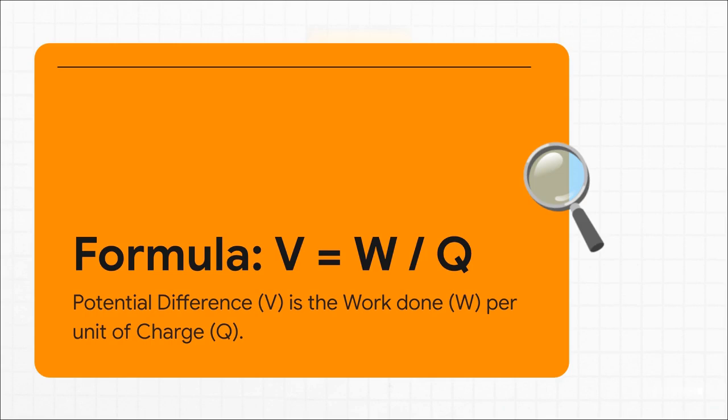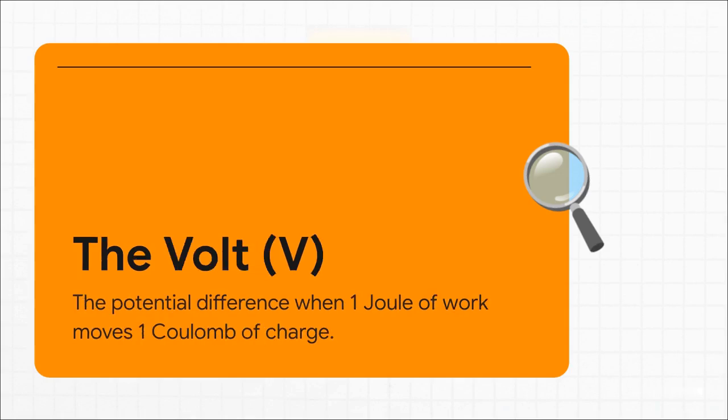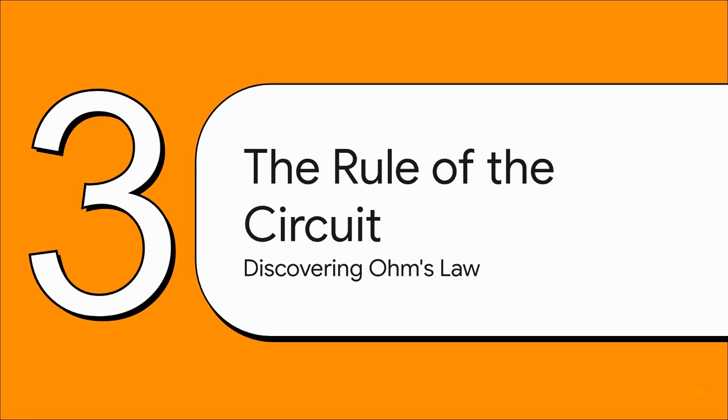So potential difference, which we usually just call voltage, or V, is just the work done, W, for each unit of charge, Q. It's all about energy per charge. We measure this electric push in volts, named after Alessandro Volta, the guy who invented the first electric battery. And the definition makes total sense now, right? 1 volt is the potential difference you have when 1 joule of energy is used to move 1 coulomb of charge.